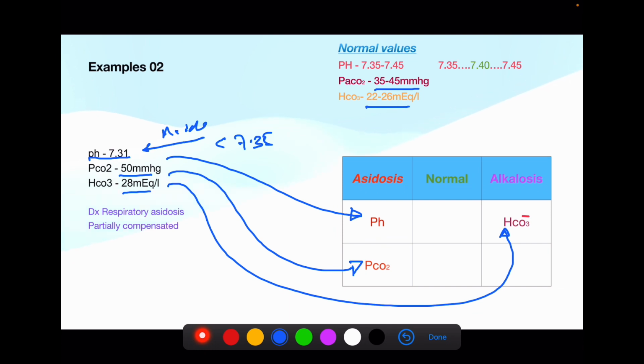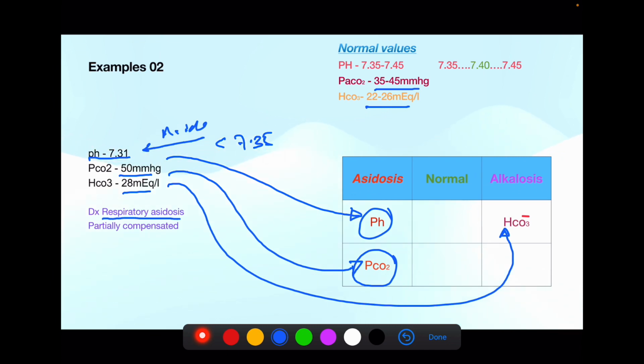Now you can make your diagnosis. Your pH is on the acidosis side, so definitely this is acidosis. Which kind of acidosis, respiratory or metabolic? You have to think about which one, partial pressure of carbon dioxide or bicarbonate, belongs to the acidosis column. The PCO2 belongs to the acidosis column. Then definitely we can say this is a respiratory origin of acidosis.